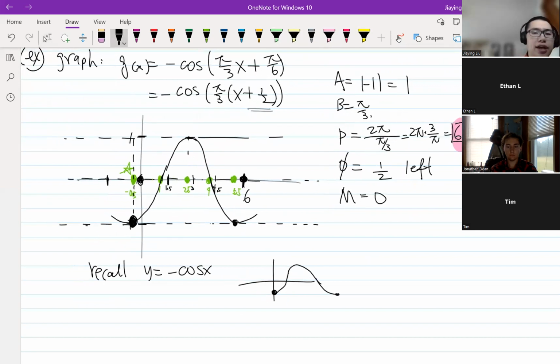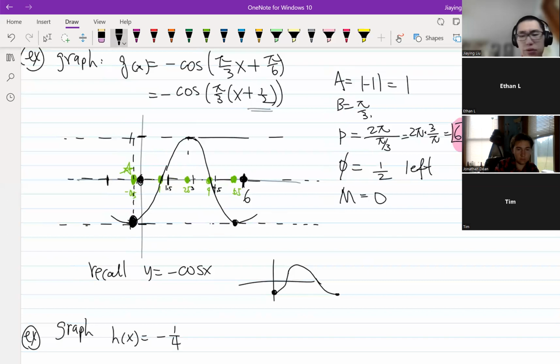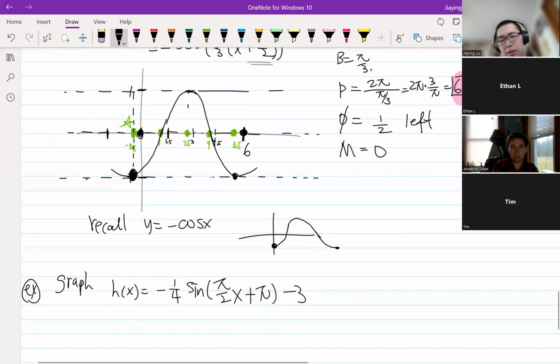All right, so let's look at another example. We're going to graph this function: h of x equals -1/4 sine, parentheses, pi over 2 x plus pi, minus 3. That doesn't matter, -3 or +3, it's all the same.